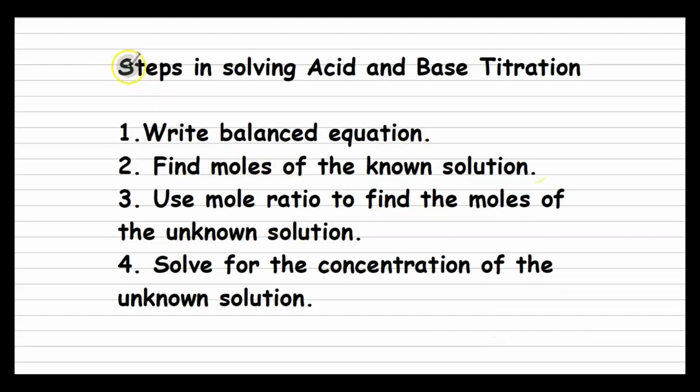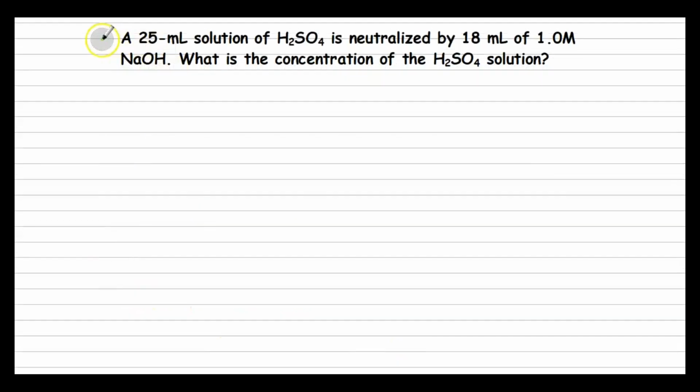These are the steps in solving acid and base titration problems. There are 4 steps, but we'll discuss them one by one while solving a sample problem. Let's try this one. A 25 ml solution of H2SO4 is neutralized by 18 ml of 1 molar NaOH. What is the concentration of the H2SO4 solution?